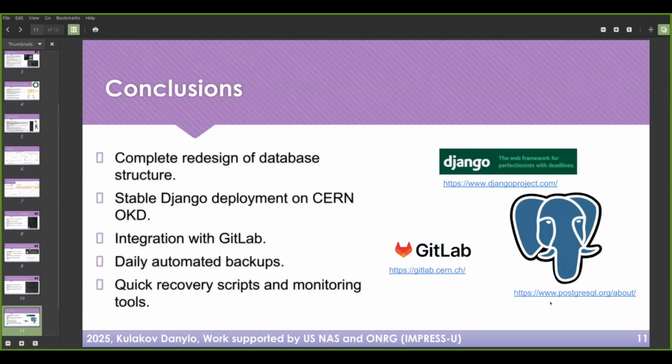And conclusions. So there was a completed redesign of the database, implemented some new features, plots building and comparison. Also, we found a way to connect OKD to GitLab and implemented a way of backups, ensuring our safety even in critical situations, and we can quickly restore our data and continue to work.